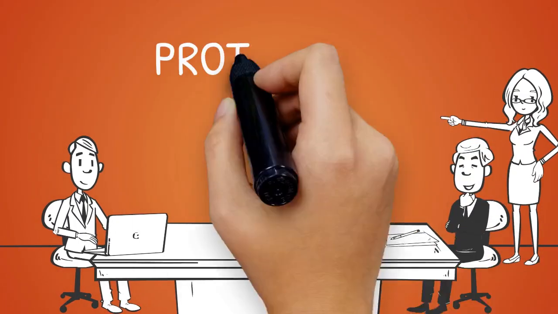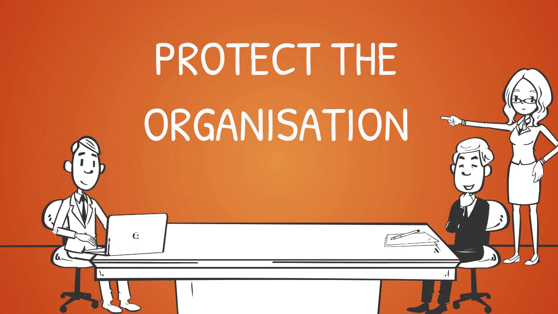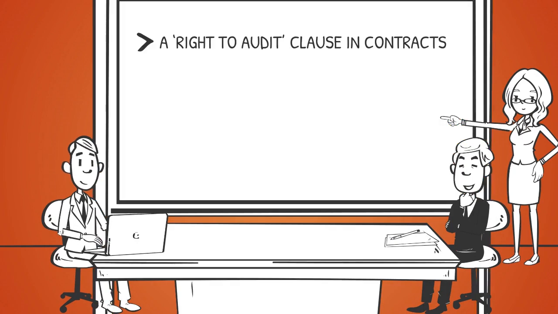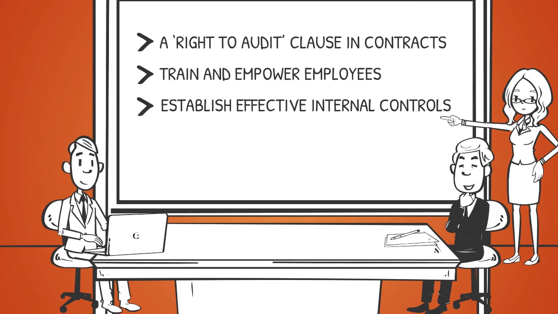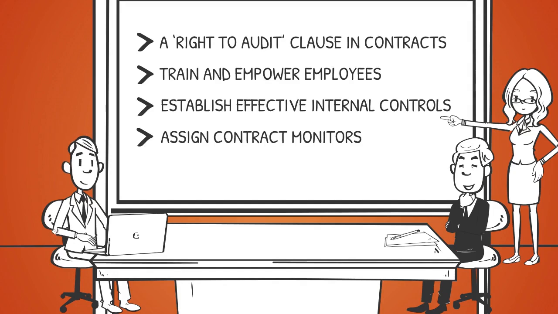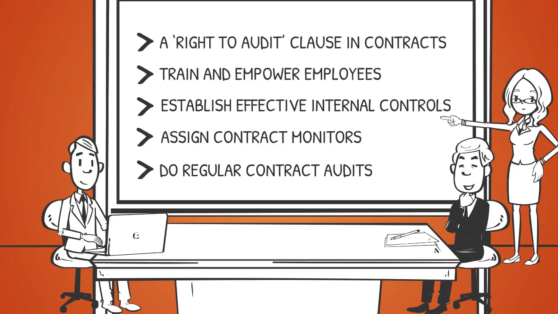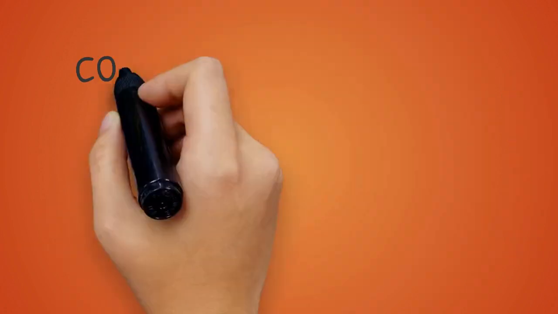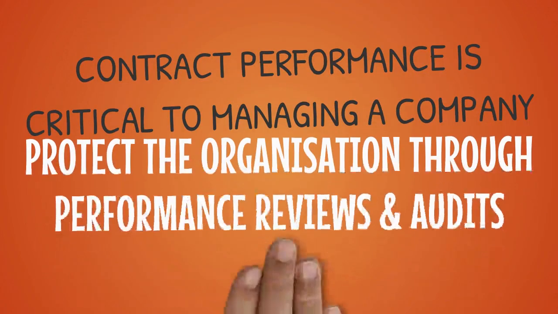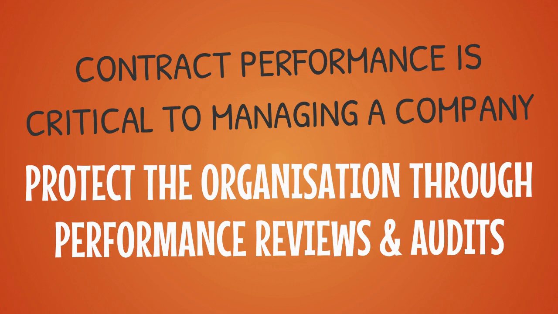And in order to protect the organization, the following can be done: include a right to audit clause in the contract, train and empower employees, establish effective internal controls, assign contract monitors, and do regular contract audits. Contract performance is critical to managing a company, and every effort should be made to protect the organization through performance reviews, audits, etc.